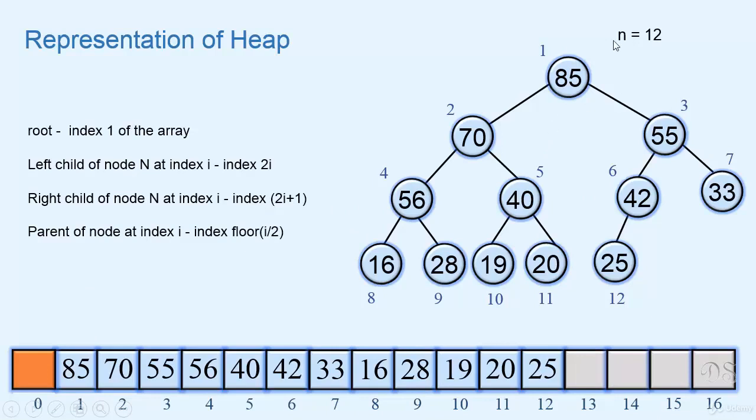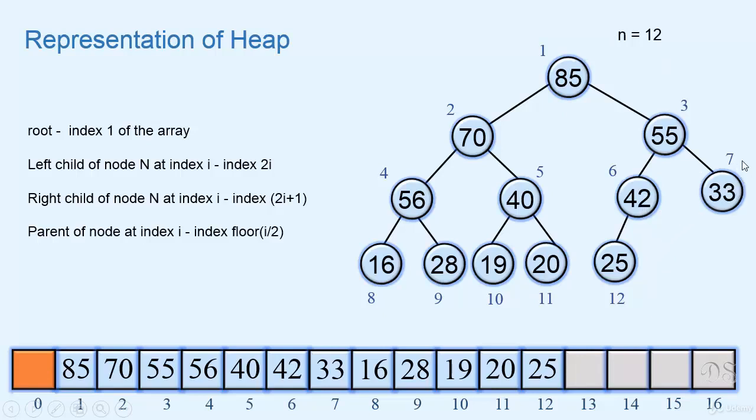This is a heap tree of size 12, and it is represented using this array. We can see that the root node is stored at index 1 of the array. Now for this node, i is 6 and 2i plus 1 is 13, which is greater than the heap size. So we can say that the right child for this node does not exist.